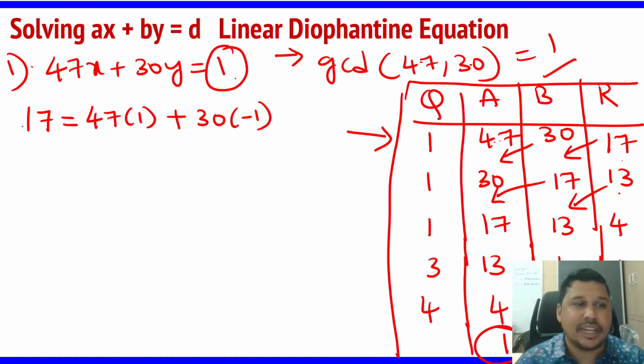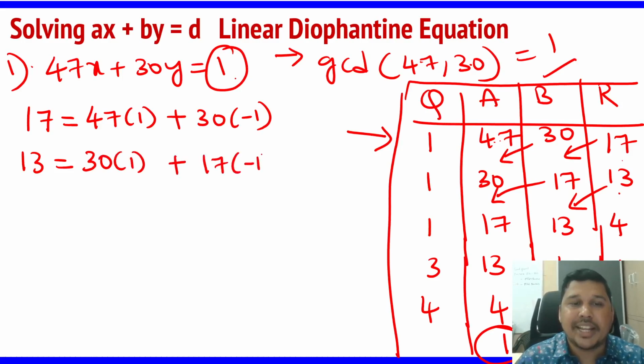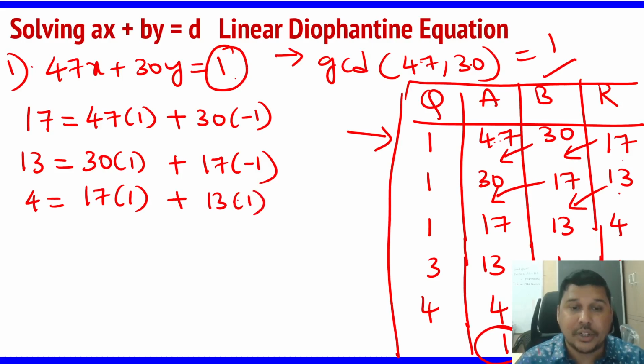Next equation, 13. So, express 13 is equal to, what is the value of 13? How can I write it? Can I write 30 into 1 plus 17 into minus 1? If I do this way, I can get 13. 30 minus 17 is 13. Then the third remainder is 4. So, I have to write it how? Using 17 and 13: 17 into 1 plus 13 into minus 1.